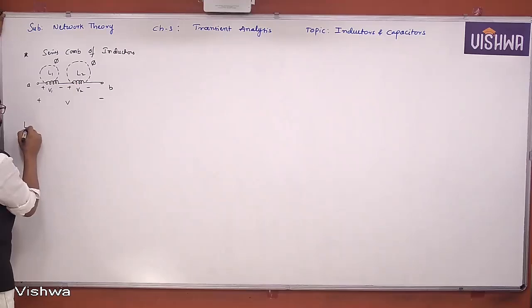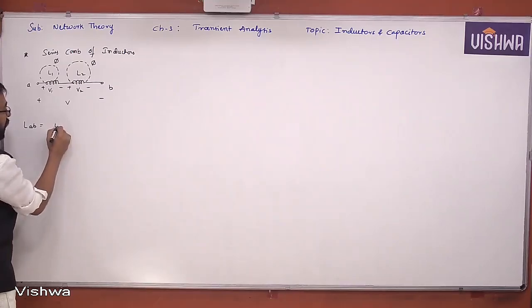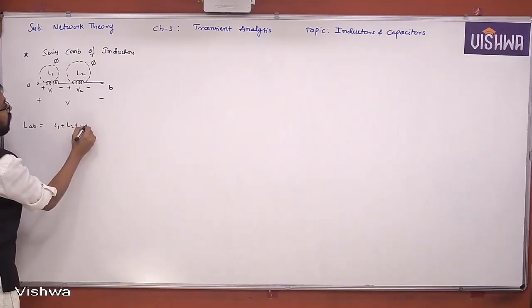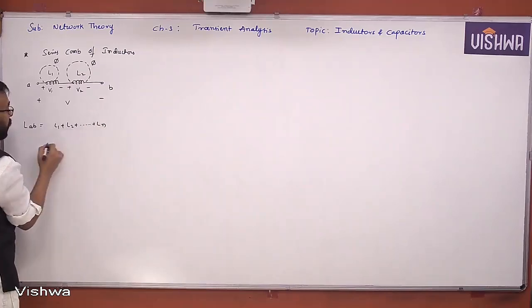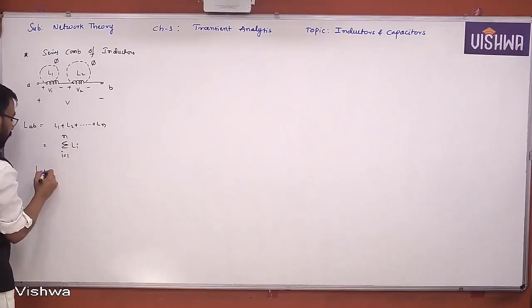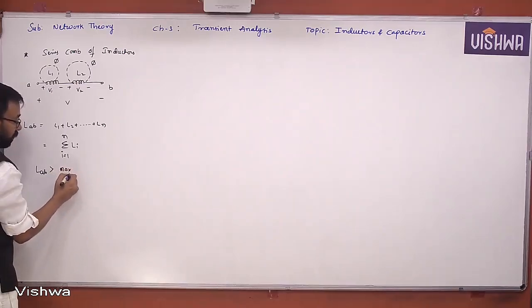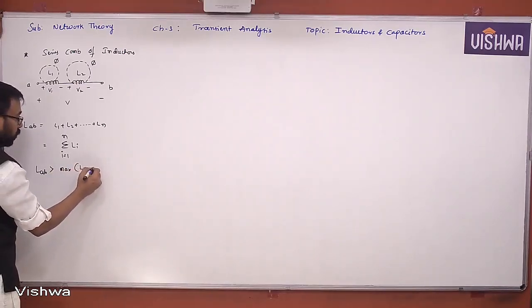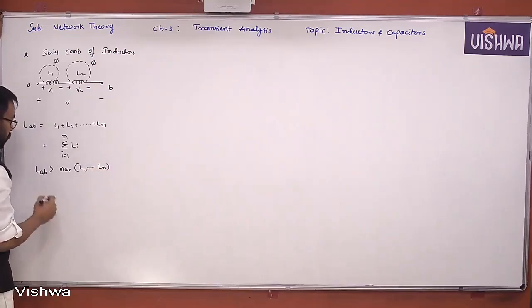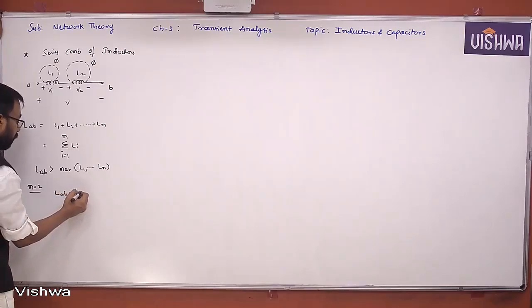Now LAB can be taken as, what is LAB? LAB is nothing but L1 plus L2 and so on, Ln, summation i is equal to 1 to n Li. The effective inductance will be always greater than the highest value of L1 and so on, Ln. If you take n is equal to 2, obviously LAB is nothing but L1 plus L2.